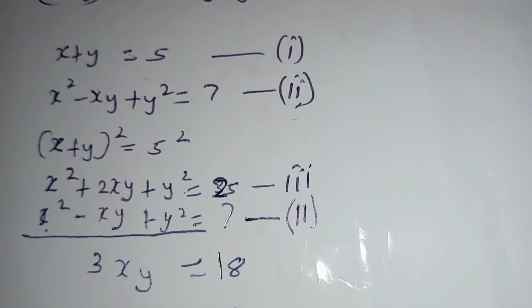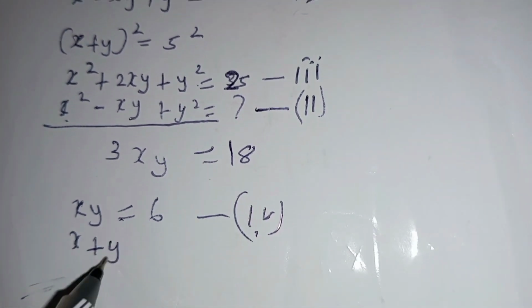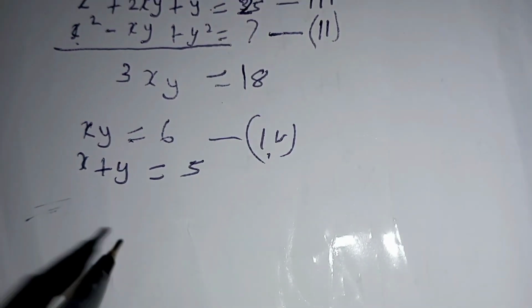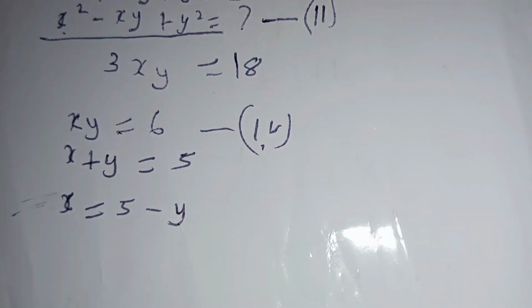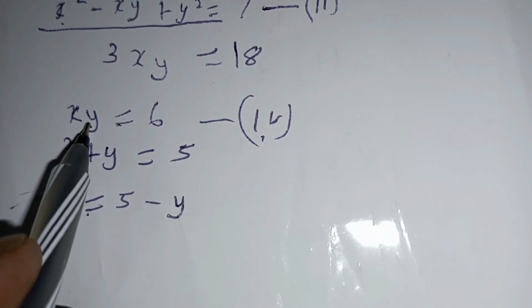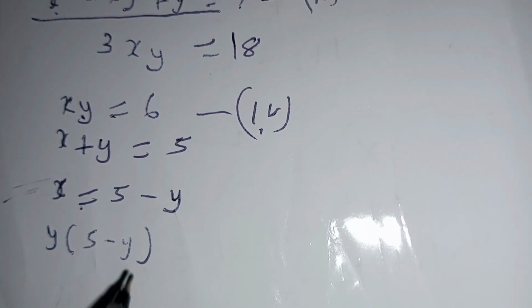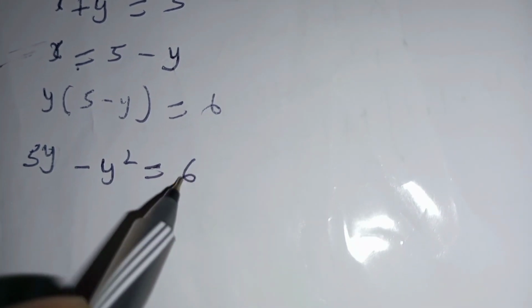Then we compare equation 4 with equation 1, which was here: x plus y is equal to 5. So you see that x is equal to 5 minus y. We can substitute the value of x in equation 4 so that we have y into bracket 5 minus y is equal to 6. We remove the bracket. y times 5 will be 5y, y times y will be y squared, which is equal to 6.